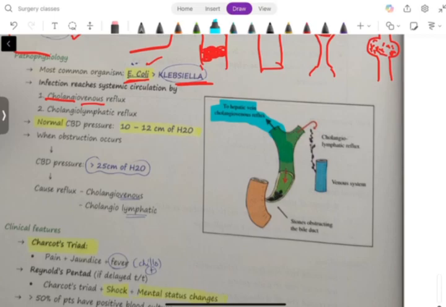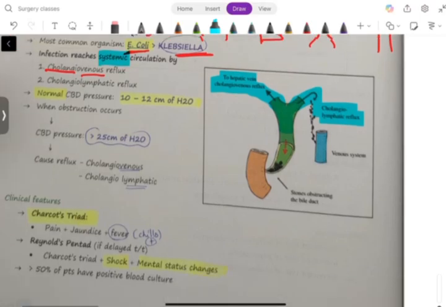Similarly, the bile duct also has a lymphatic supply, and because of this it can reach by the cholangiolymphatic reflux. So what is reflux? Just like I have explained before, there are valves in the bile system which help flow of bile in one direction. But since there is accumulation of bile, because of whatever infection or obstruction, there is reflux through the venous system or through the lymphatic system, and hence it will reach systemic circulation.